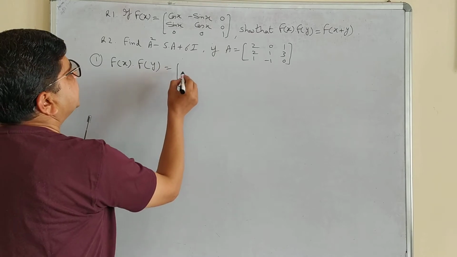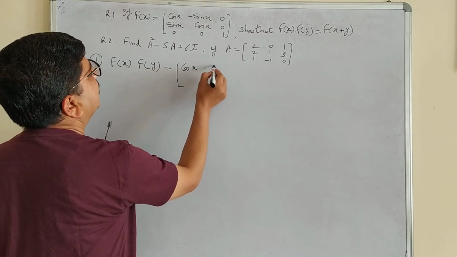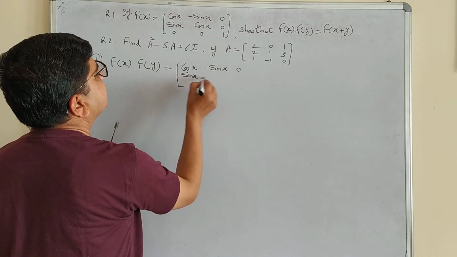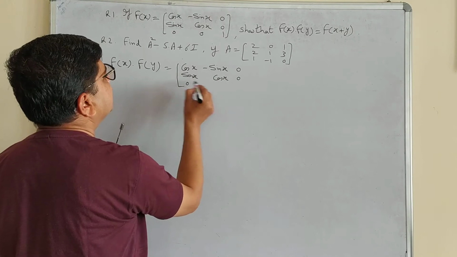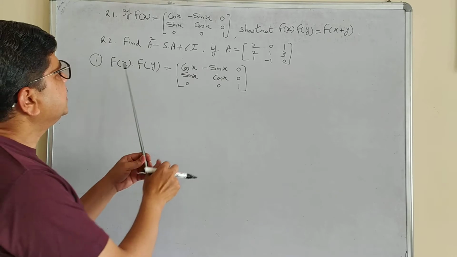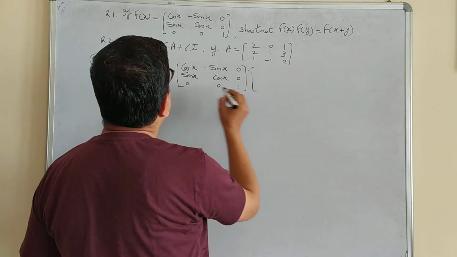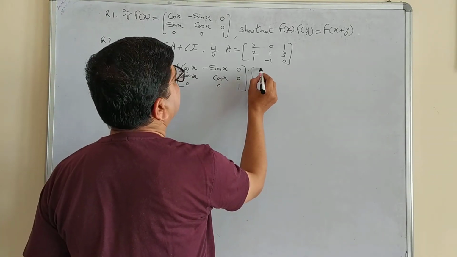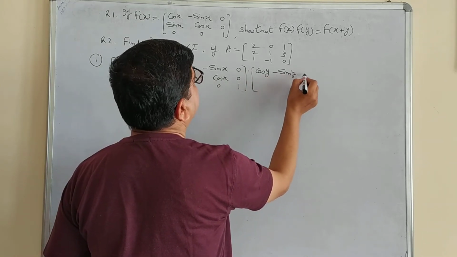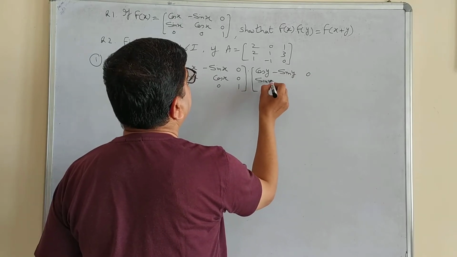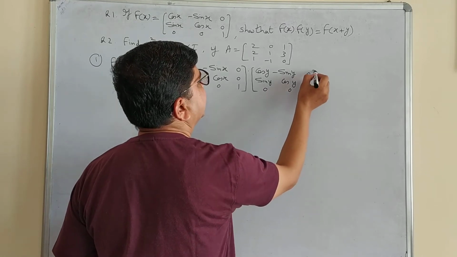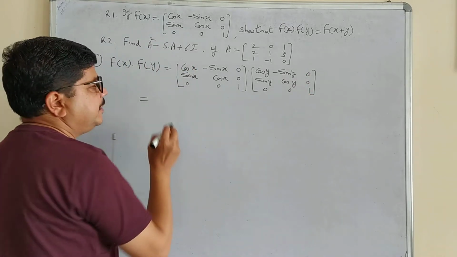So what fx is? It is a matrix of order 3 by 3. Sin x, cos x, 0, 0, 0, 1. This is a matrix of order 3 by 3. Similarly fy will also be a matrix of order 3 by 3. In place of x, we write y: cos y, minus sin y, 0, sin y, cos y, 0, 0, 0, 1. Nothing so difficult is there.